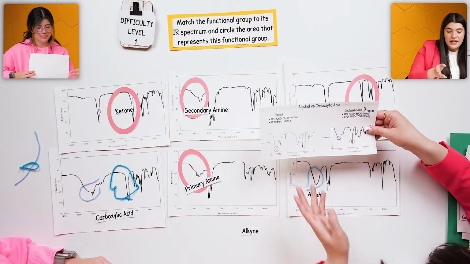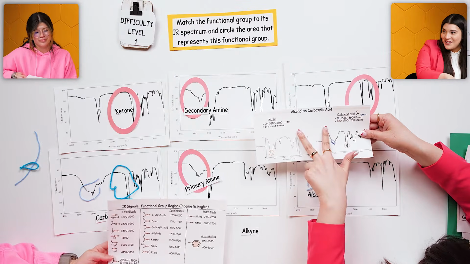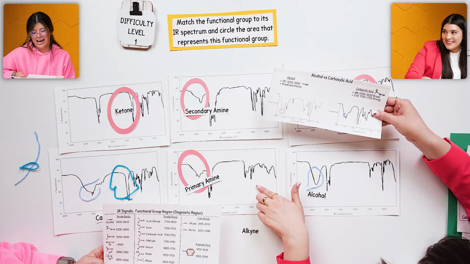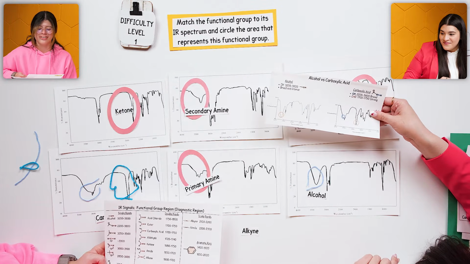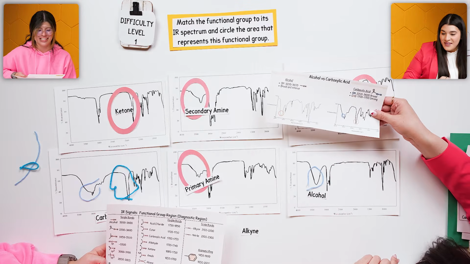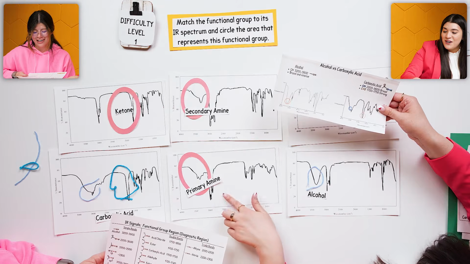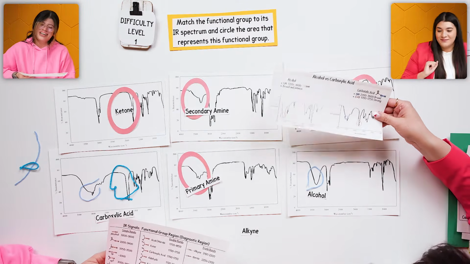The main thing that could possibly trick you was the alcohol and carboxylic acid, not remembering which one was which. And then same with the amines. Secondary, because I switched my R's and my H's, and I was like, oh wait, we're looking at H's. Secondary is kind of the opposite of what you're thinking. There's only going to be one peak. Primary, there's only going to be 2 peaks. It's like flipped.